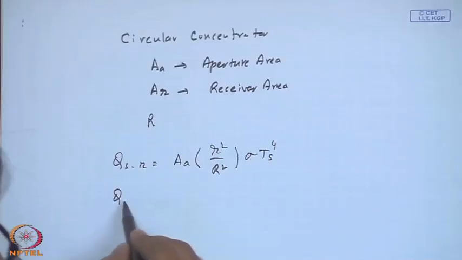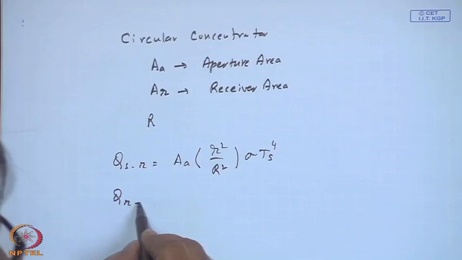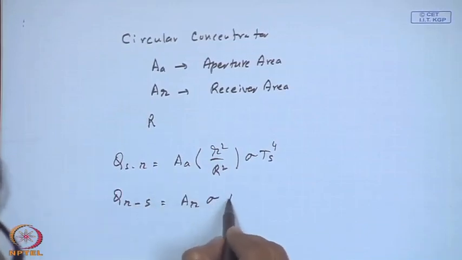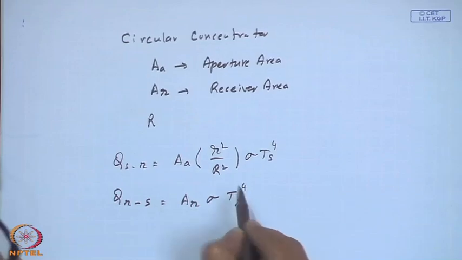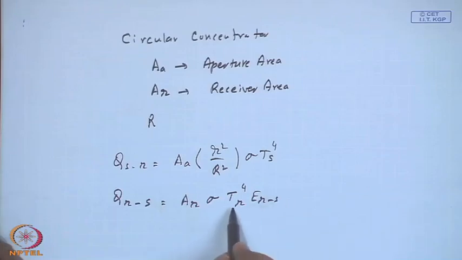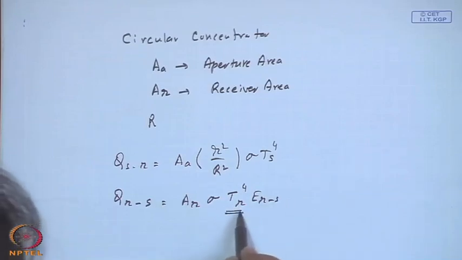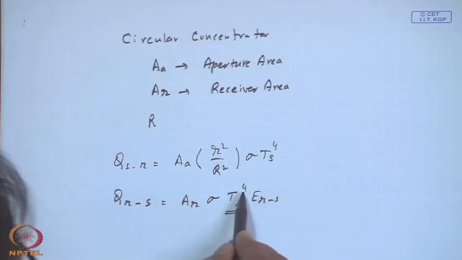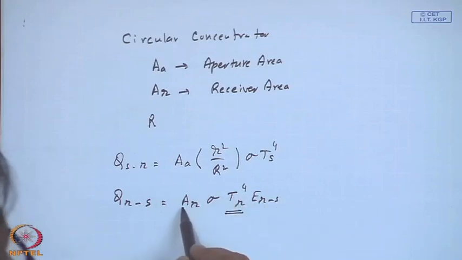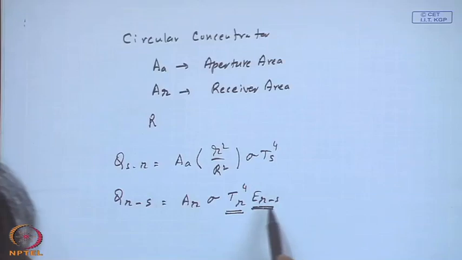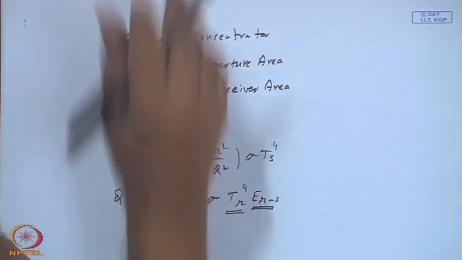So, if we write the emitted energy from the receiver to the sun, it will be A r sigma T r to the power 4 into F r s. If T r is the temperature of the receiver, it emits, assuming it to be a perfect emitter, sigma T r to the power 4 multiplied by A r, the area of the receiver, and a fraction of it, the view factor, will be reaching the sun.